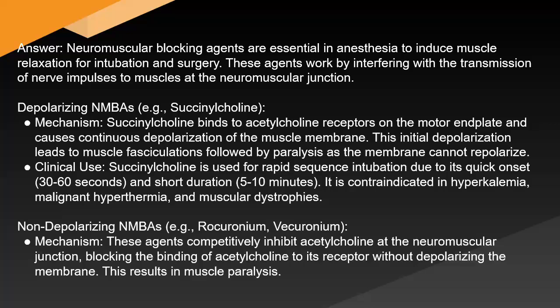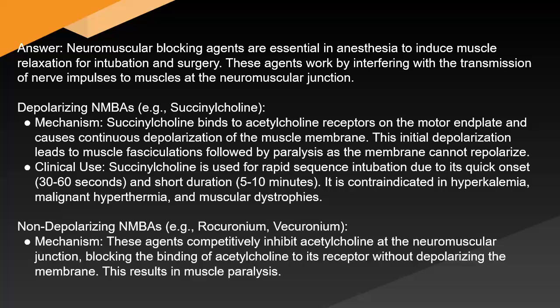Mechanism: succinylcholine binds to acetylcholine receptors on the motor end plate and causes continuous depolarization of the muscle membrane. This initial depolarization leads to muscle fasciculations followed by paralysis as the membrane cannot repolarize. Clinical use: succinylcholine is used for rapid sequence intubation due to its quick onset, 30-60 seconds, and short duration, 5-10 minutes. It is contraindicated in hyperkalemia, malignant hyperthermia, and muscular dystrophies.